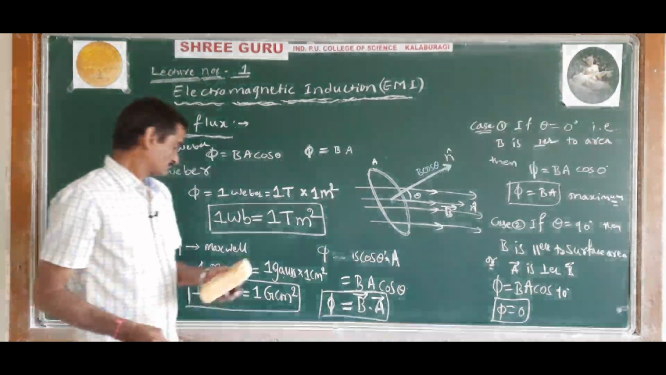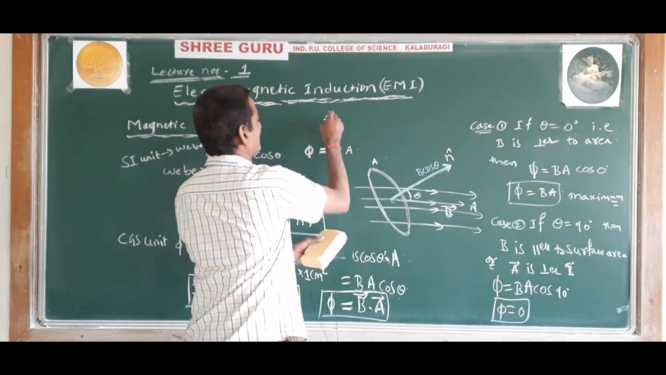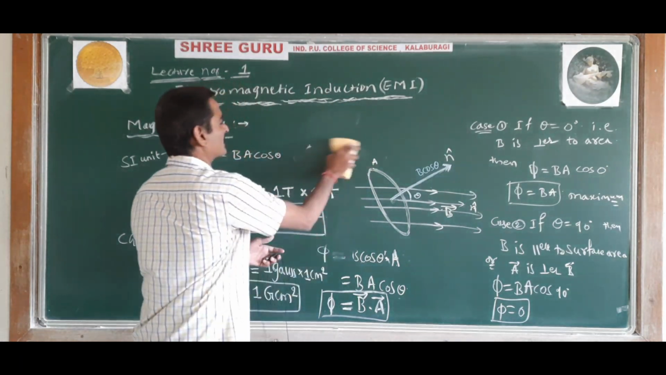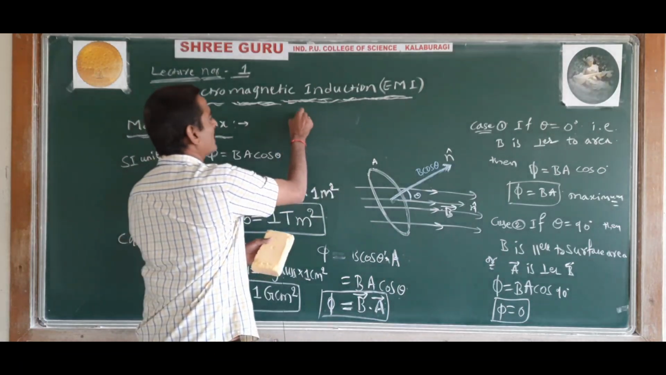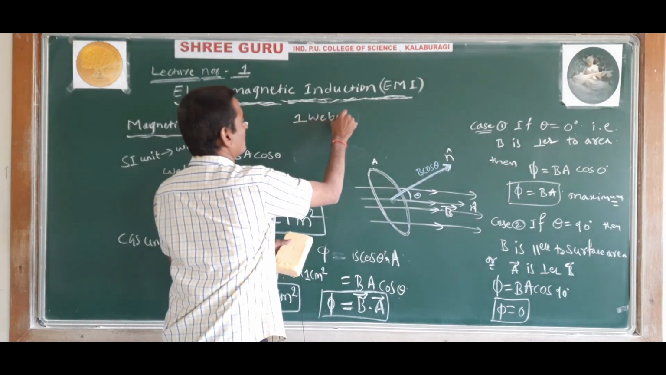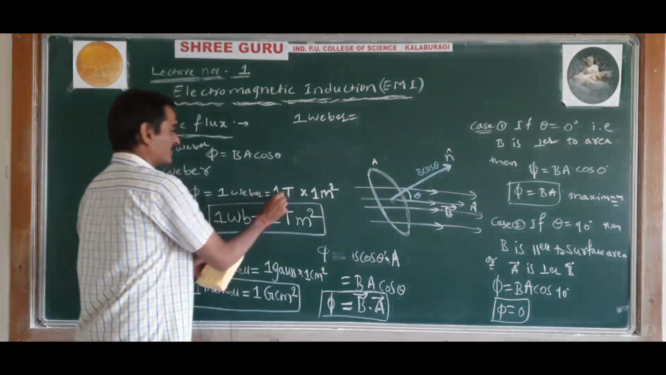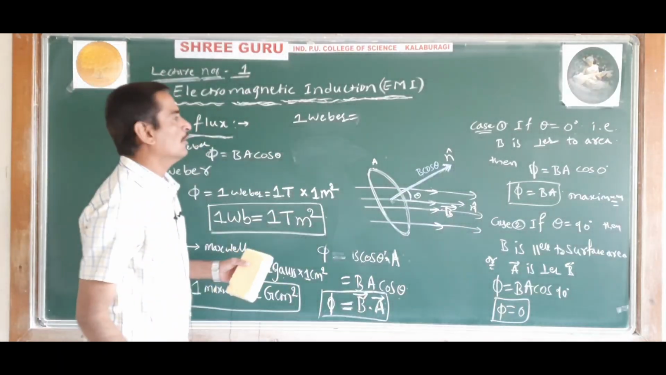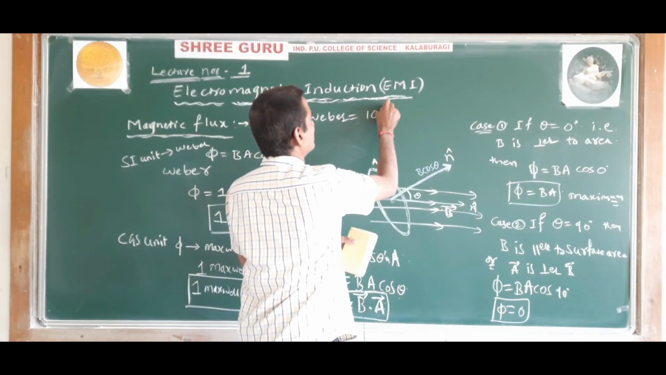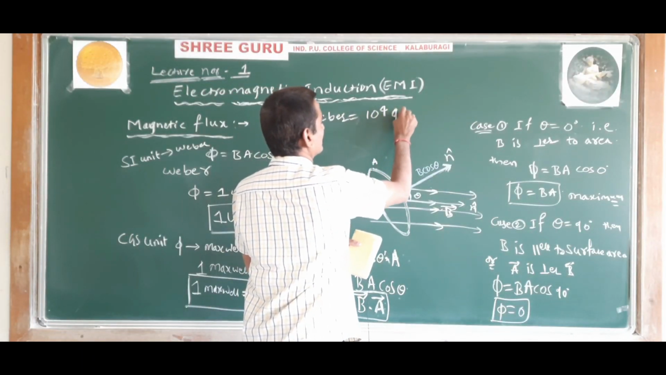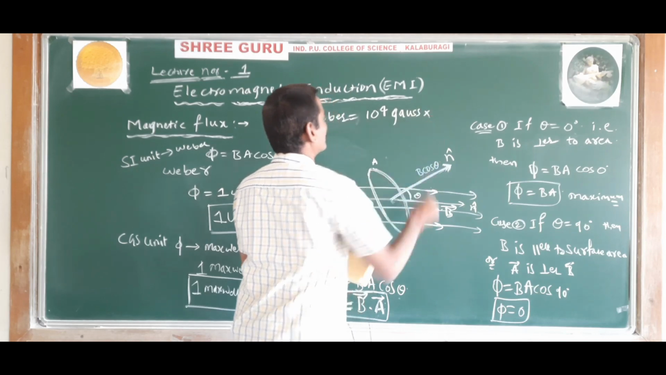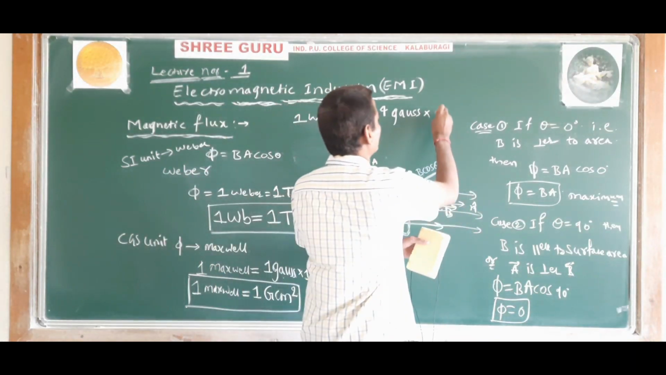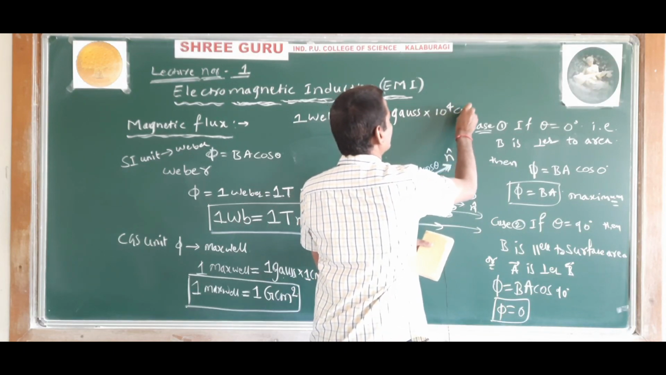Now, what is the relation between Weber and Maxwell? How to write it? 1 Weber is equal to 1 Tesla into 1 meter square. 1 Tesla is equal to 10 to the power 4 Gauss, and 1 meter square is equal to 10 to the power 4 centimeter square.